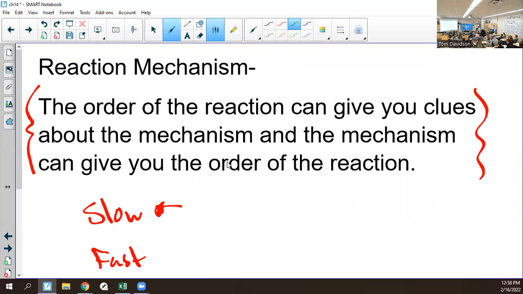The order of the reaction can give you clues about the mechanism, and the mechanism can give you the order of the reaction. We'll talk about this again tomorrow. It's about time, and it's a good cutoff. Tomorrow, we're actually going to do an activity, which we hardly ever do. We're going to make widgets.